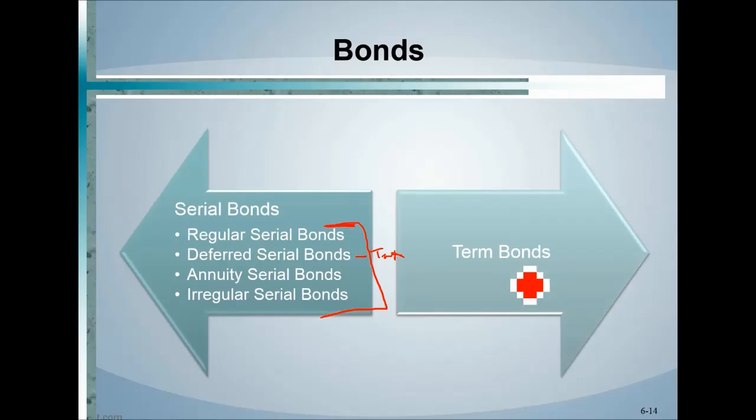Some of them are going to be deferred serial bonds, which are definitely set up at the end of the year, at least the end of the period. Annuity type serial bonds are like our sinking funds in preparation for a required payment at the end. These are all different types of serial bonds, as opposed to term bonds, which are just set for certain term amounts of time.